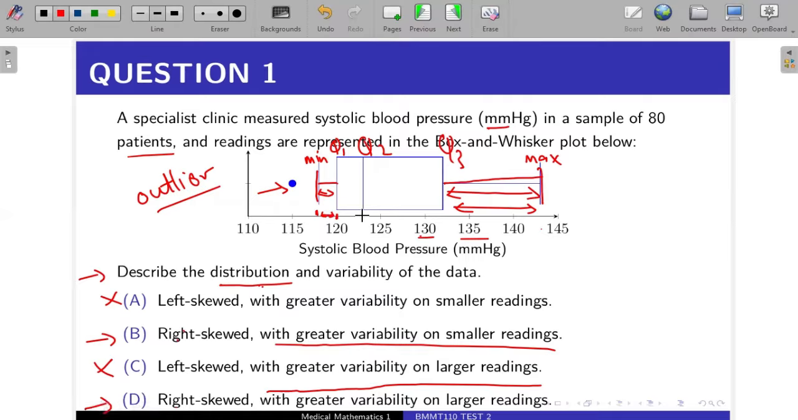Or even if I get this guy here and I compare it to this, the variability there is not that much. But if I get this value compared to this, you see that the distance here is quite long. So the variability is larger on the what? On the larger values. So we're going to pick D here as the correct answer. The distribution is skewed to the right, and then we also have greater variability on the larger values. So we pick D as the correct option there. Okay, so unless there are any questions, we'll move to question 2.